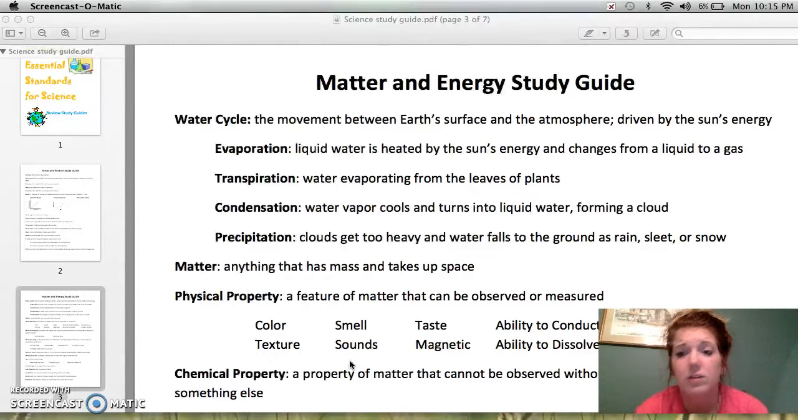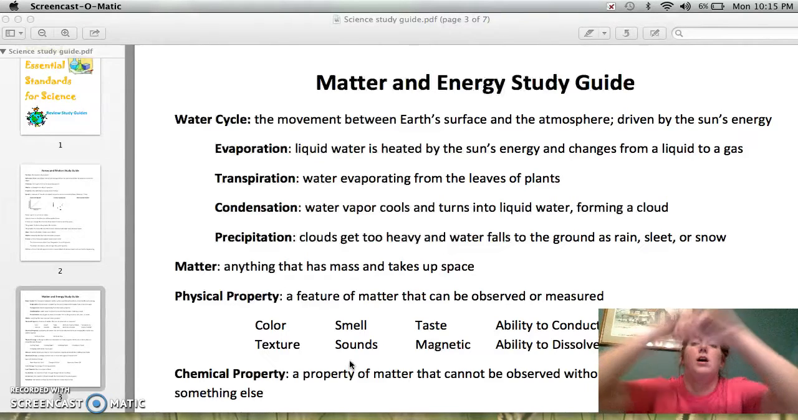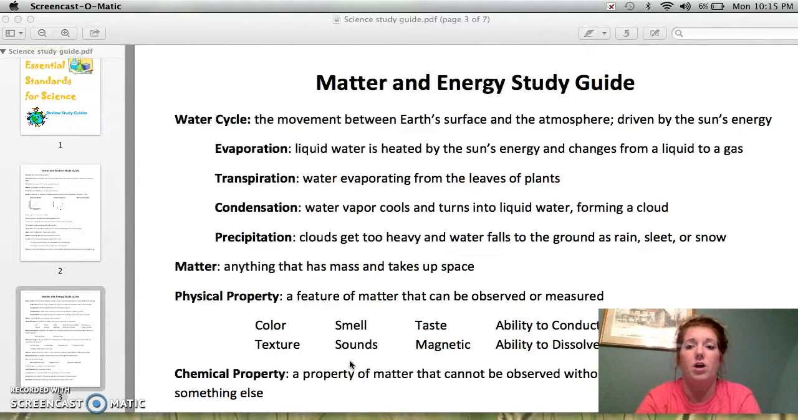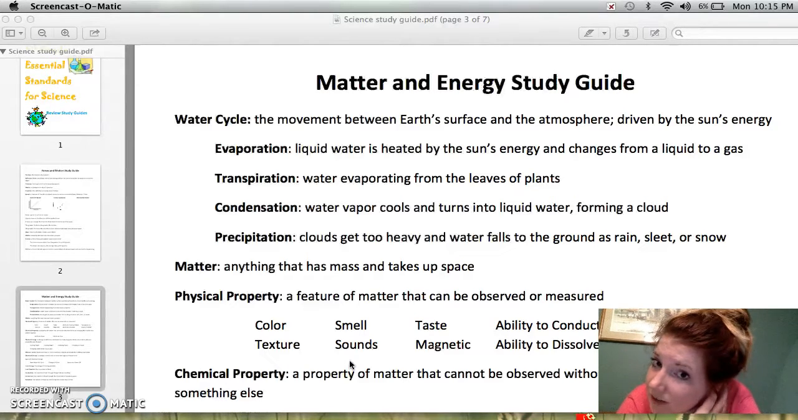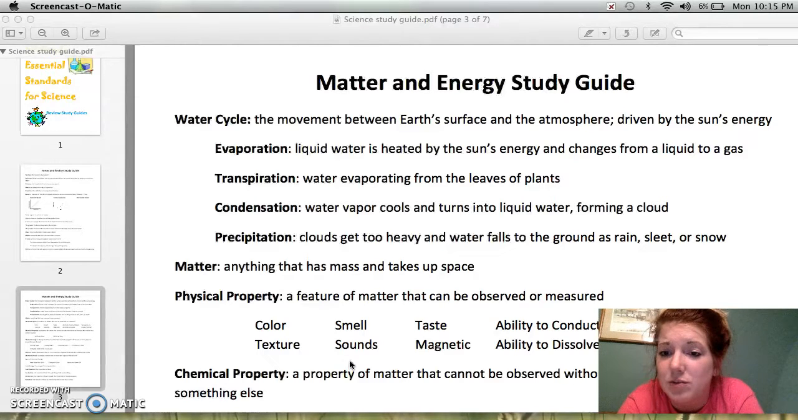I want you to remember our little hand signals that we did. That would be evaporation, condensation, precipitation, runoff. Evaporation was when liquid water is heated by the sun's energy and it changes from a liquid to a gas. That gas would be water vapor. We know from convection that hot gases and liquids rise. So thinking back to that, water vapor will rise. As it rises, it's going to cool and turn back into liquid water, which is forming clouds.